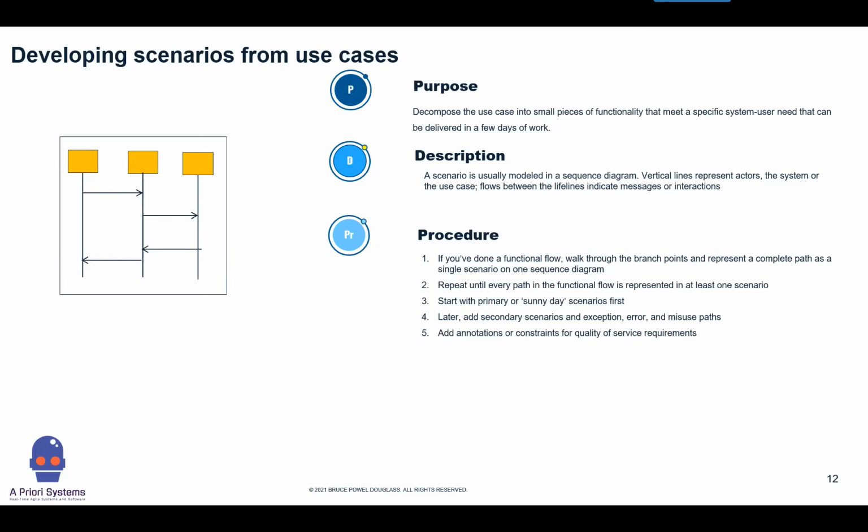I recommend you start with the sunny day or primary scenarios first. Everybody is fat, dumb, and happy, and there are no exception conditions. But then later, you'll have to add those secondary scenarios: exceptions, error handling, fault paths, misuse paths, security violations, safety violations, and those other kinds of paths. And annotations and constraints for quality of service requirements. So, if this has to happen before this, and that time frame must be less than 1 second, that's a requirement. Specify that.